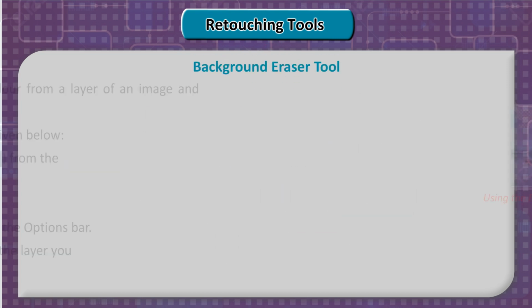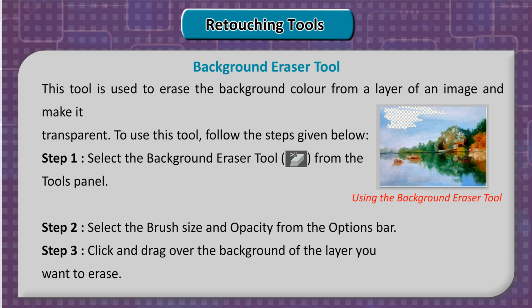Background Eraser tool. This tool is used to erase the background color from a layer of an image and make it transparent. To use this tool, follow the steps given below. Step 1. Select the Background Eraser tool from the Tools panel. Step 2.